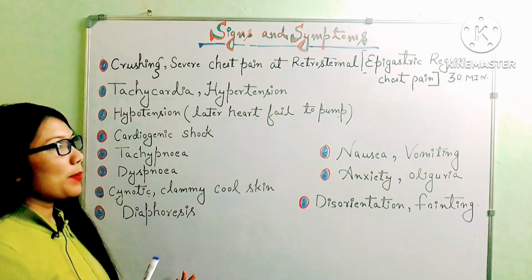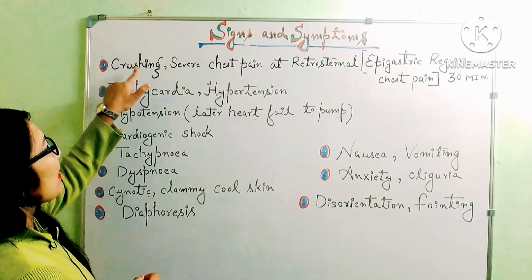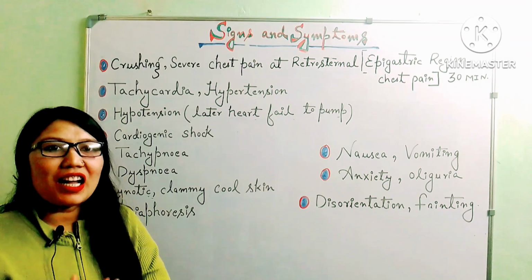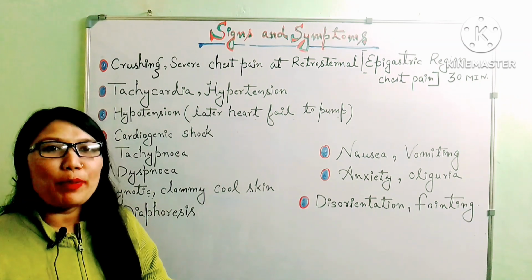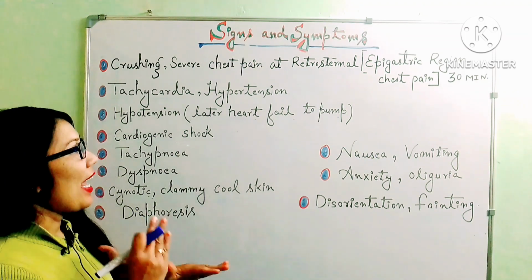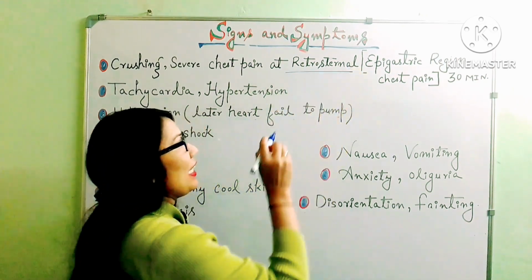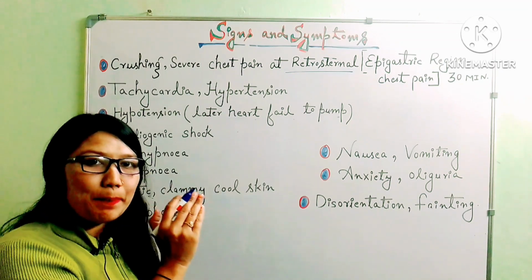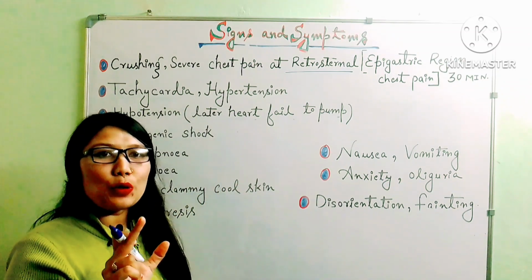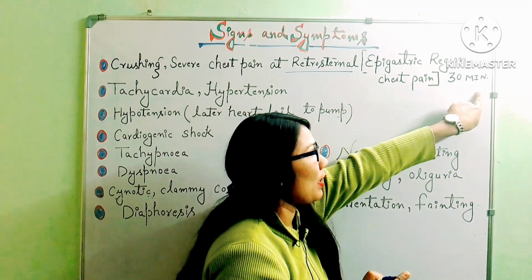What are the signs and symptoms of heart attack patients? So the first symptom is crushing, severe chest pain. The heart attack patient will feel a crushing, squeezing type of pain in his chest, and it is felt in the whole region of the chest. Where will this pain happen? It will happen in the retrosternal region. It means behind the breastbone, at the epigastric region. So what will be the duration of this pain? It will be 30 minutes or more than 30 minutes.